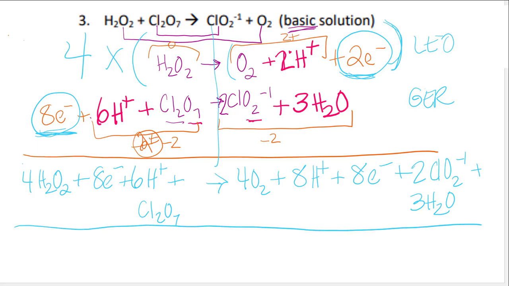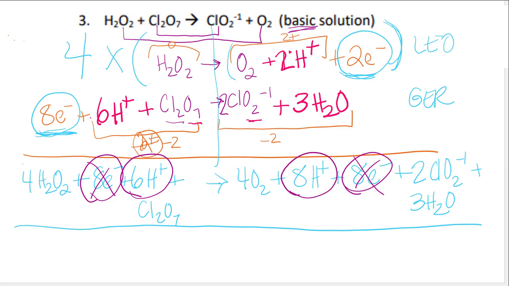All right, let's see what we can get rid of. We can look at our 8 electrons and 8 electrons and cross those off. We can look at my 6 H's and 8 H's. I can reduce this, get rid of 6 entirely, and that 8 would go down to 2. What else do we have? I think that's it.